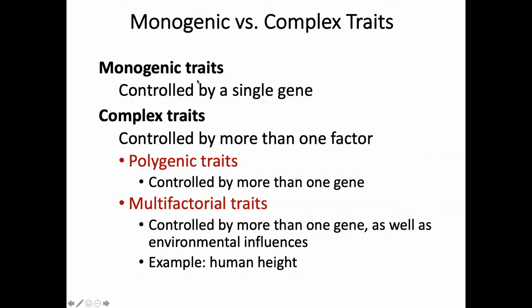However, in higher organisms, such as human beings, many traits are controlled by more than one gene, or even factors other than genes, okay? So we call this type of traits complex traits. If the trait is controlled by more than one gene, we call it a polygenic trait. If environmental factors also contribute to the appearance of the trait, we call these multifactorial traits. So the previous picture shows human height. That is an example of a multifactorial trait.